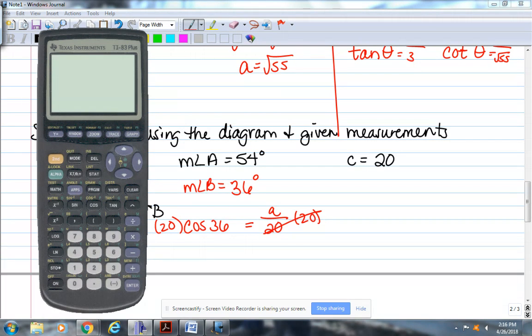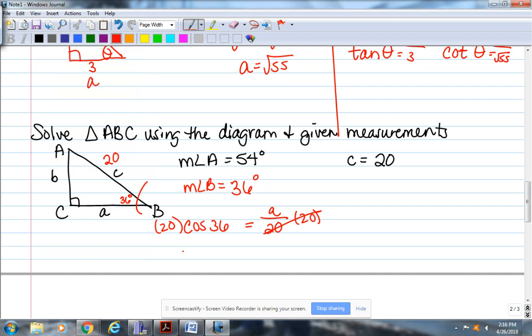Okay, so we're going to hit 20 times cosine, and after the parentheses, we're going to type in 36. 20 times cosine 36. Close your parentheses and hit enter. And that's about 16.2, right? So little a is about 16.2 for that measure.